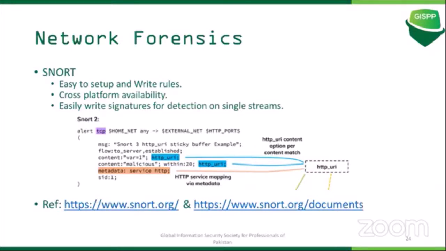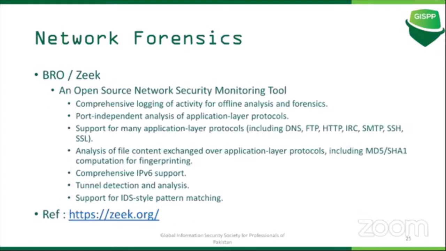Like if you observe any TCP traffic from your home network to any external network on HTTPS ports. Snort basically can work only on a single stream. Let's suppose if I'm browsing only one website, and I want to correlate the activities, like first one of my systems is sending a malicious DNS query outside, and then I access a particular website. These are two different streams of events. For that particular kind of detection or correlation, we can use Bro or Zeek.